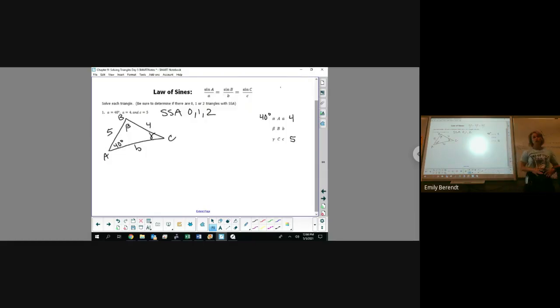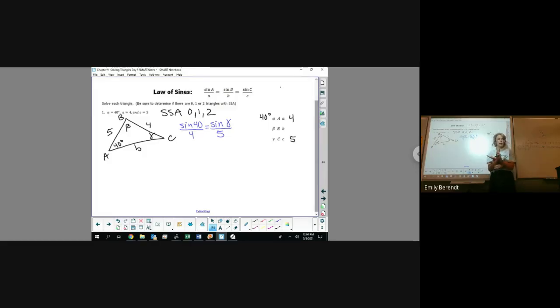All right, so to use the law of sines, you have to have a what and its what? An angle and its opposite side, which we do. We have 40 degrees and the opposite side of 4. So we're going to start off with our proportion being the sine of 40 over 4 is equal to, what angle do they force you to solve for? Gamma, because we have little c is 5. So we'll have the sine of gamma, or you could put big C there, over 5.